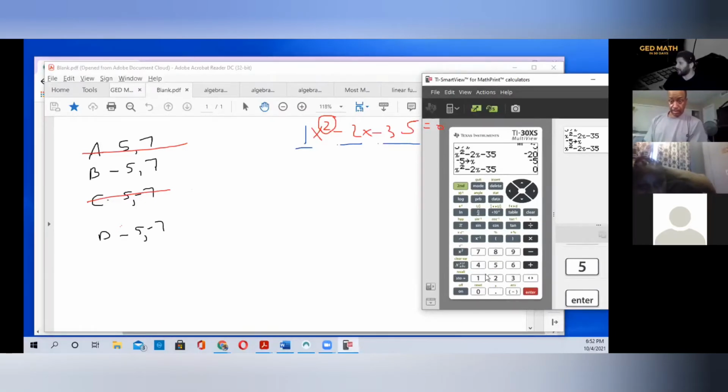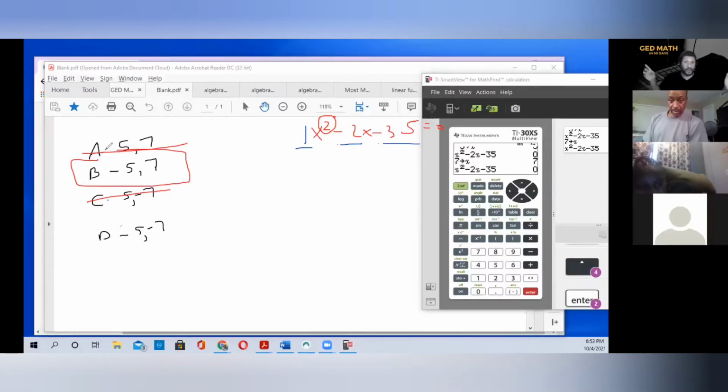Okay, now I'm going to try 7. 7 store X. Well, you know what? I don't feel like typing that expression in again. I'm going to use my up arrows, go back to my expression to highlight it. I'm going to press enter and press enter again. Do I get 0? Yes. I'm done. The answer is B.